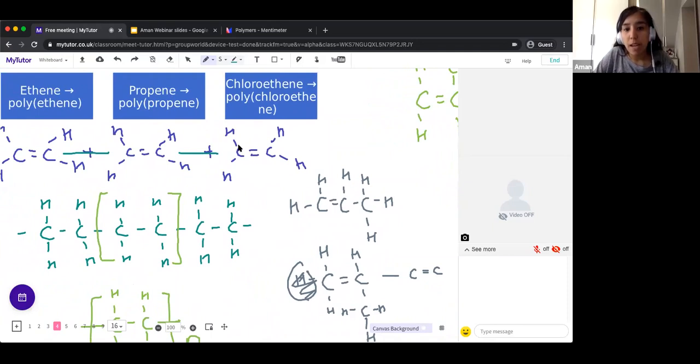How different is A-level chemistry compared to GCSE? If I'm being honest, I think it's quite a big step up. It is quite a big step up, but I really enjoyed it. I thought A-level chemistry was really, really interesting.